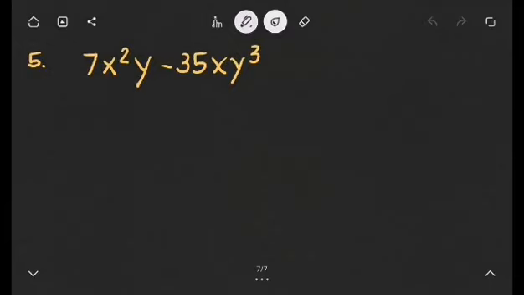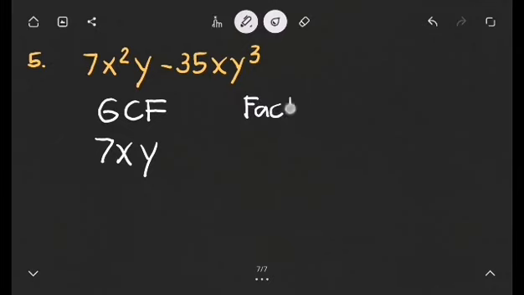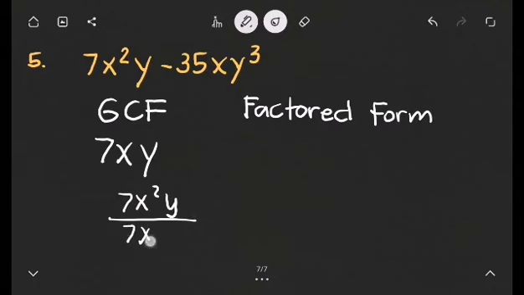Okay, subukan pa natin. So in this case, unahin nating hanapin ano ba ang GCF ng 7x squared y at ng negative 35xy cube. So ang kanilang GCF ay 7xy. So, para maintindihan kung paano uli ginagawa o nakukuha yung GCF, balikan nyo yung ating first three example, ano? Kung saan, through listing, kukunin natin yung kanilang GCF. So, kapag isinulat natin this time ang kanilang factored form, so ganun uli, yung ating first term na 7x squared y, di-divide natin sa kanilang GCF.